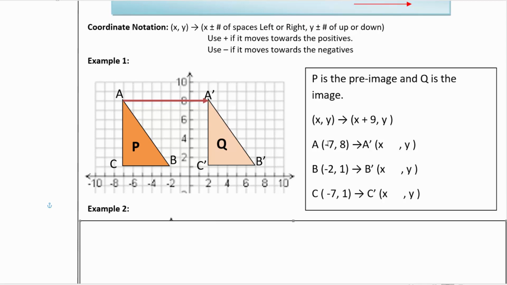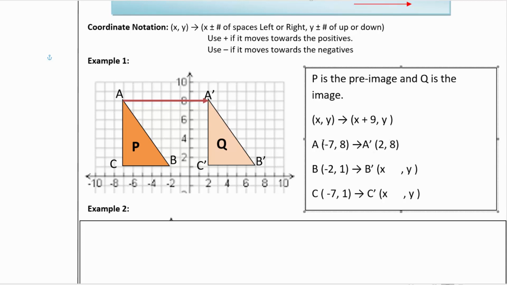Well, -7 plus 9 would be 2. So actually, we'll just replace this with a 2. And the y-coordinate didn't change at all. It didn't move up or down. So y is still the same. So the y-coordinate is 8.